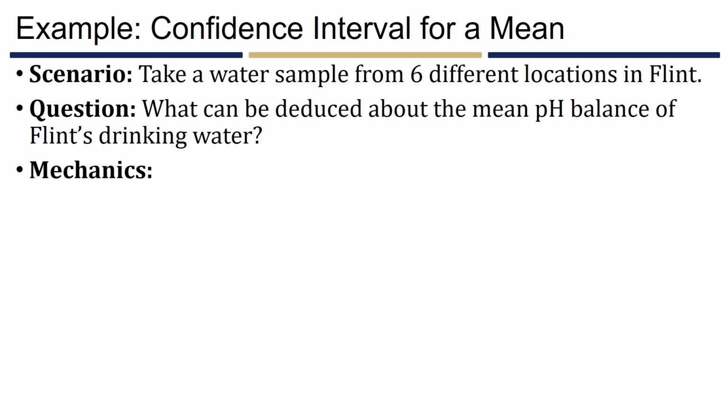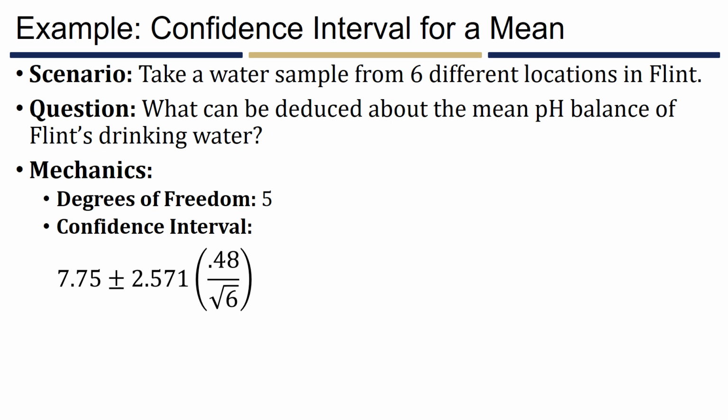So setting up our confidence interval, again, we know that we're going to have 5 degrees of freedom. And our confidence interval is going to be centered at 7.75. Then we're going to add and subtract the margin of error, 2.571 times the sample standard deviation of 0.48 divided by the square root of our sample size, the square root of 6. Now we found this 2.571 directly from the t-table.